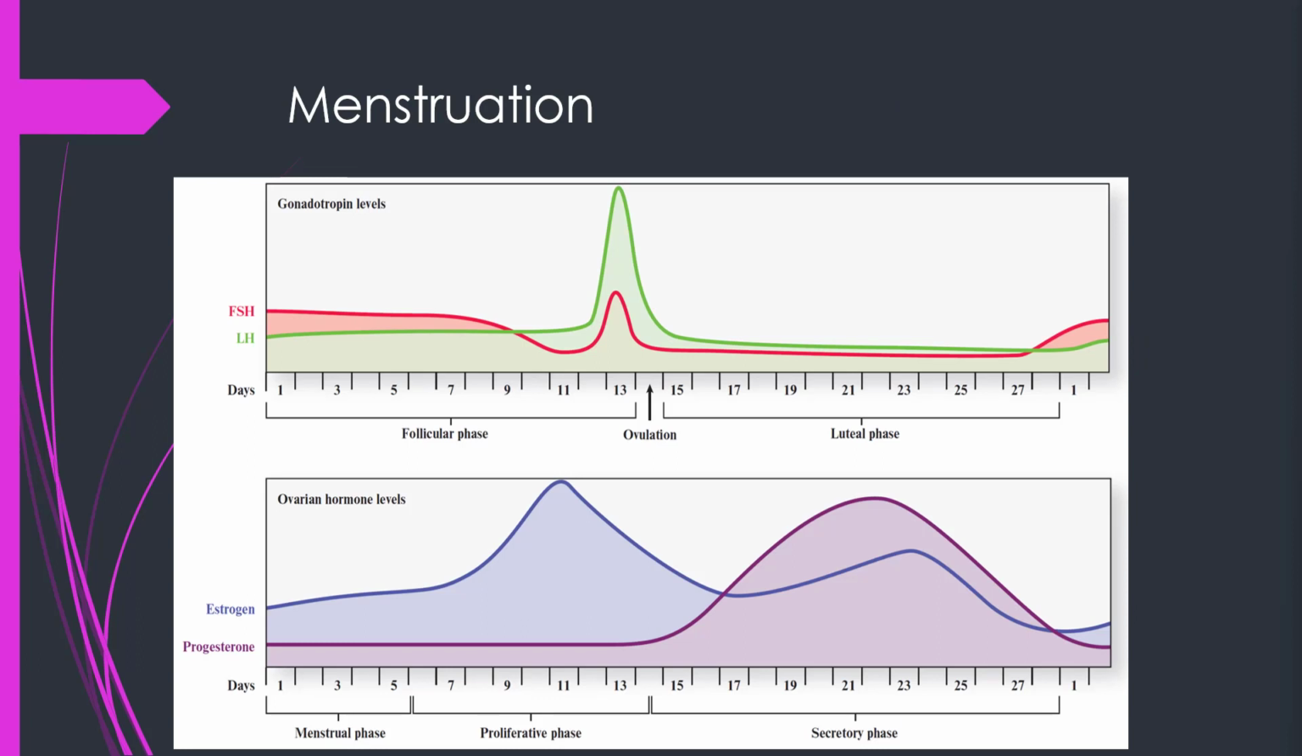And back to our lecture. We'll start with menstruation. 28-day cycles consist of a follicular and luteal phase, each lasting approximately 14 days for women. The results of a cyclical hormone pattern.